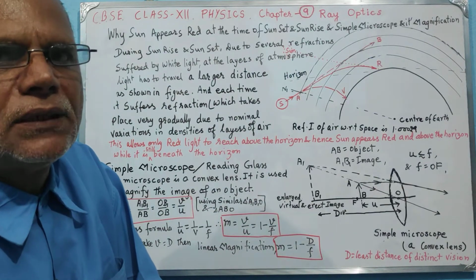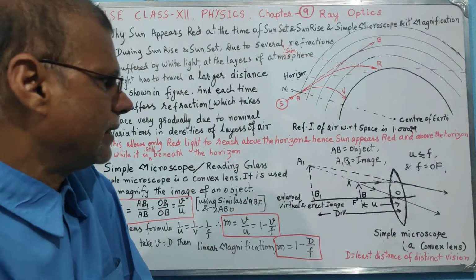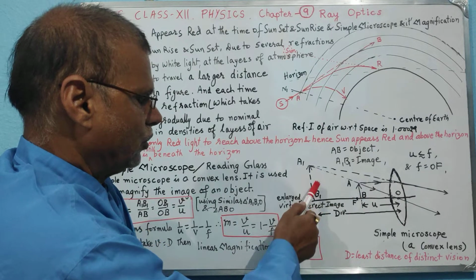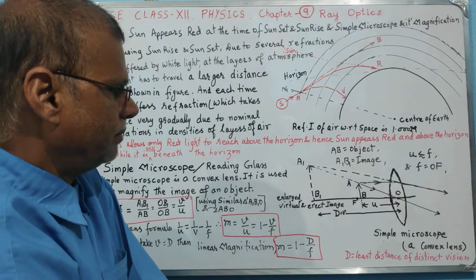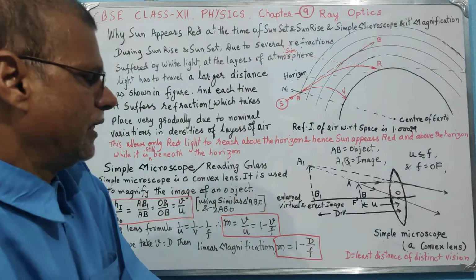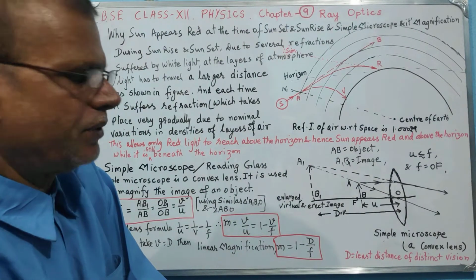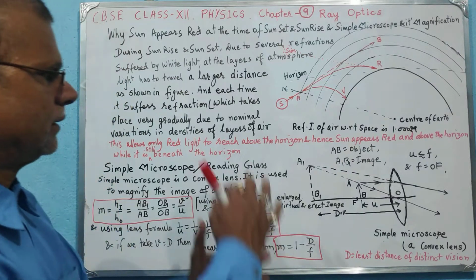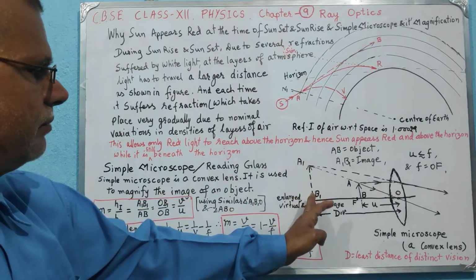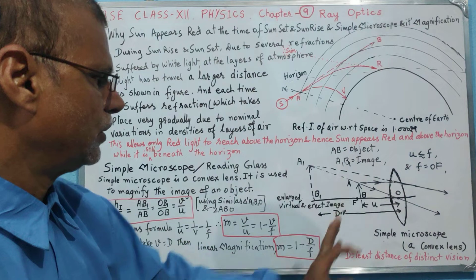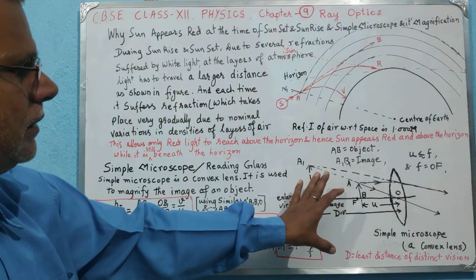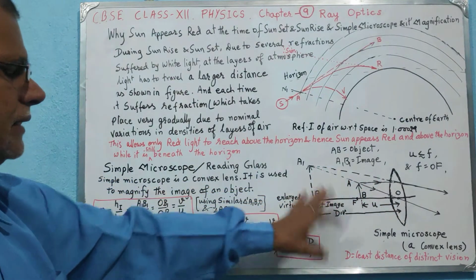Because we are comfortable viewing an erect image, we want to read the text, etc. So we have to follow this pattern, and if we want maximum ease of reading, we need to keep the image at the least distance of distinct vision, and in that case we are most comfortable reading it. The impact on our eye is very good, so we keep the distance of the final image from the lens equal to the least distance of distinct vision. This is the real way in which we use a convex lens as a reading glass.